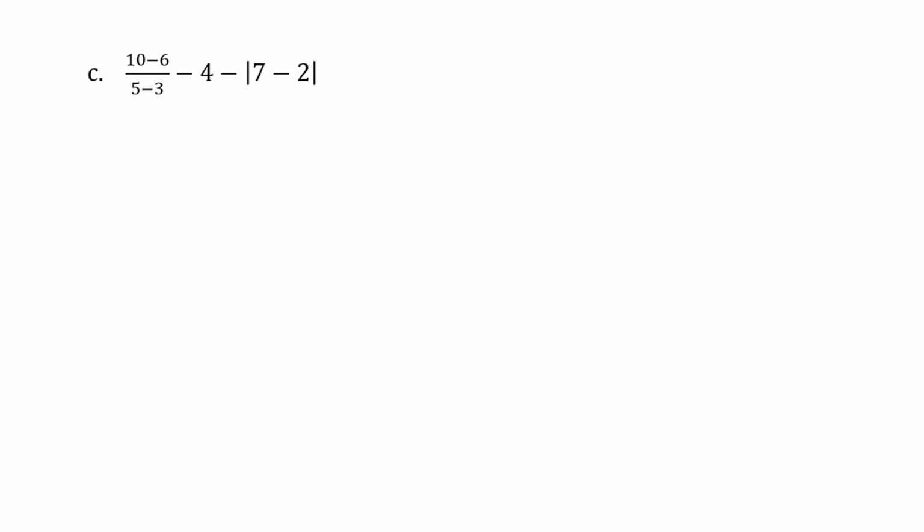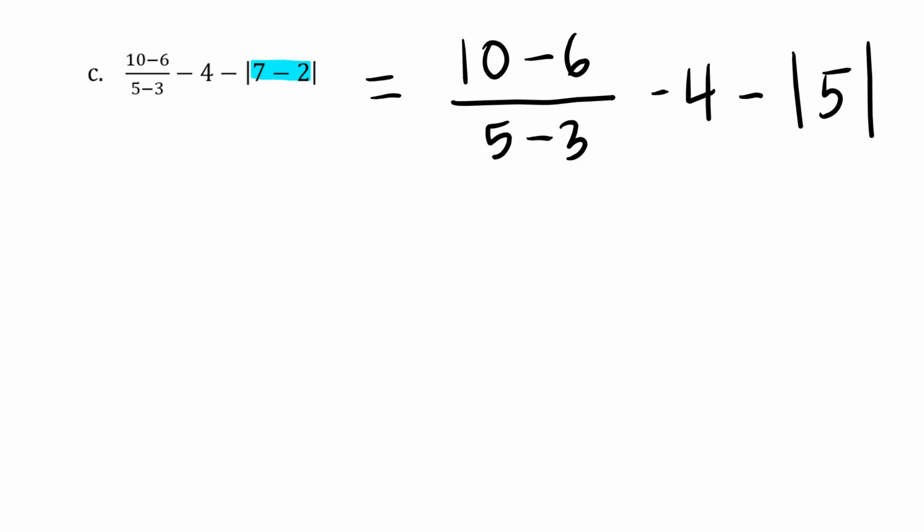All right, here, sort of similar to what we were seeing in the first one, we've got this fraction and it's not simplified. So we've got 10 minus 6 over 5 minus 3, minus 4 minus the absolute value of 7 minus 2. I like to think of absolute value as a type of grouping symbol, so I'm going to simplify within that grouping symbol. 7 minus 2 is positive 5. And now let's simplify that absolute value. The absolute value of positive 5 is just 5.